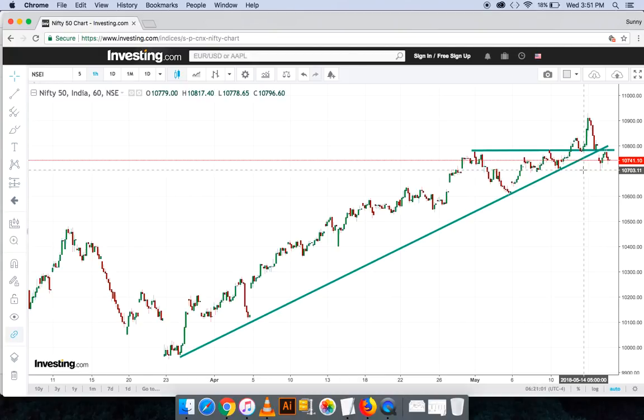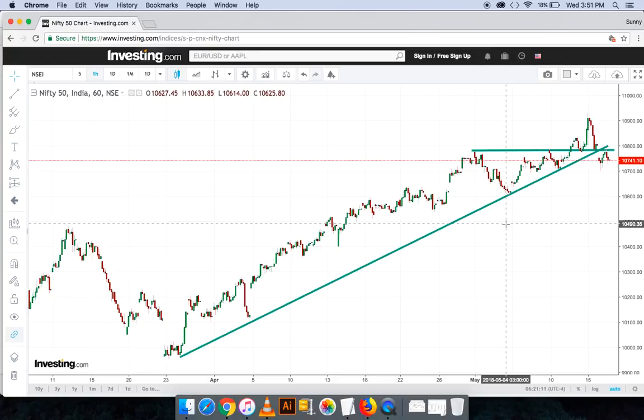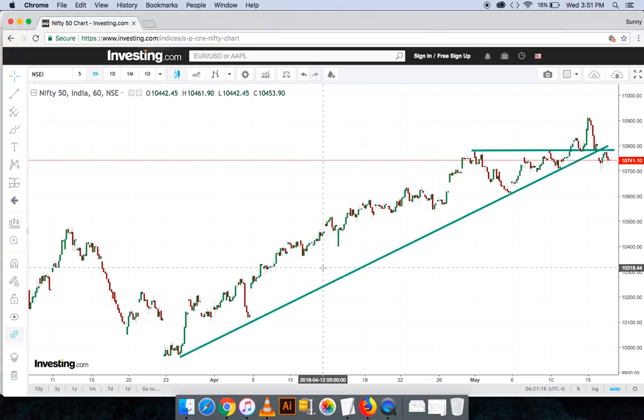Now why did I keep 10,710 as my support level? How did I know in advance that it may bounce from there? Like I said, guys, this is not magic. It's pure knowledge, it's pure understanding of charts.